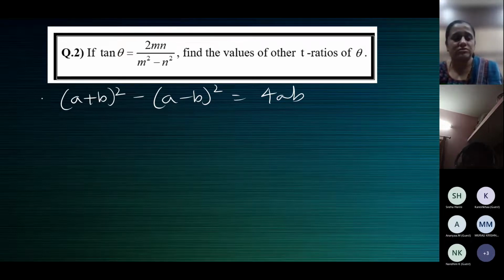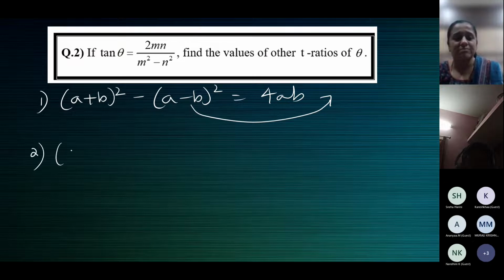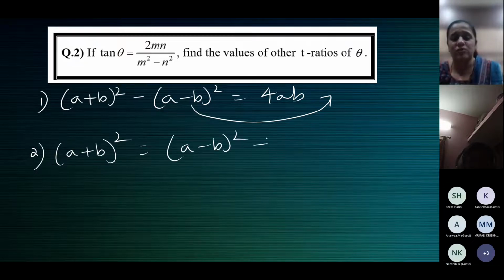This is the identity. On transposing, we get others. So you take this to the left hand side. Then you get (a plus b) the whole square is equal to (a minus b) the whole square plus 4ab when you transpose this. Or (a minus b) the whole square plus 4ab is equal to (a plus b) the whole square.